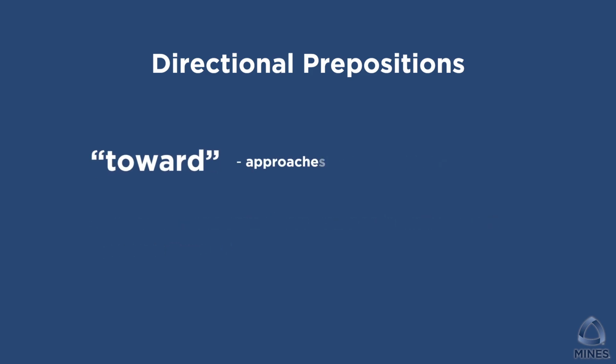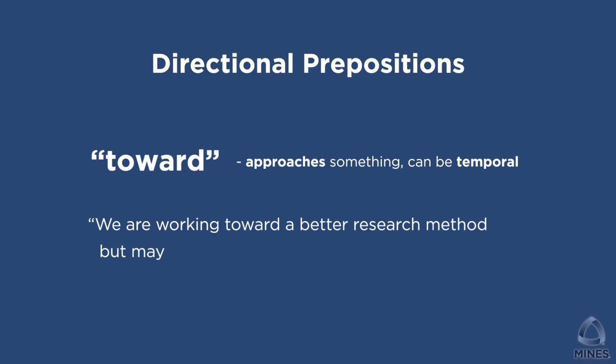Toward is also an approach like to, but can be temporal, as it means the noun has not yet reached a specified point. For example, we are working toward a better research method, but may not have achieved it yet.